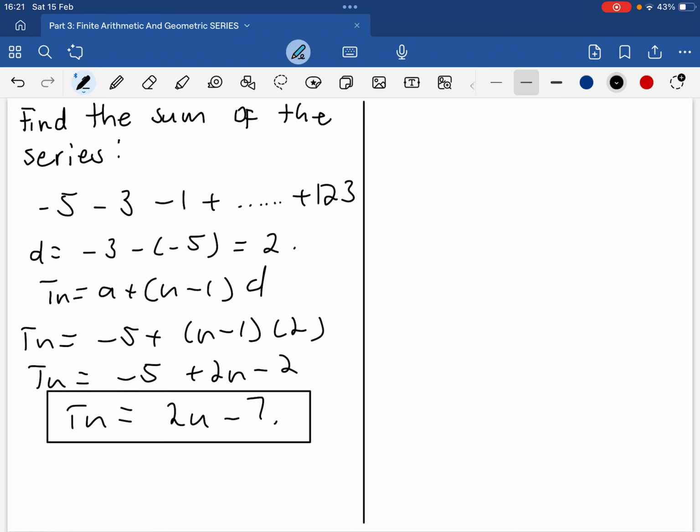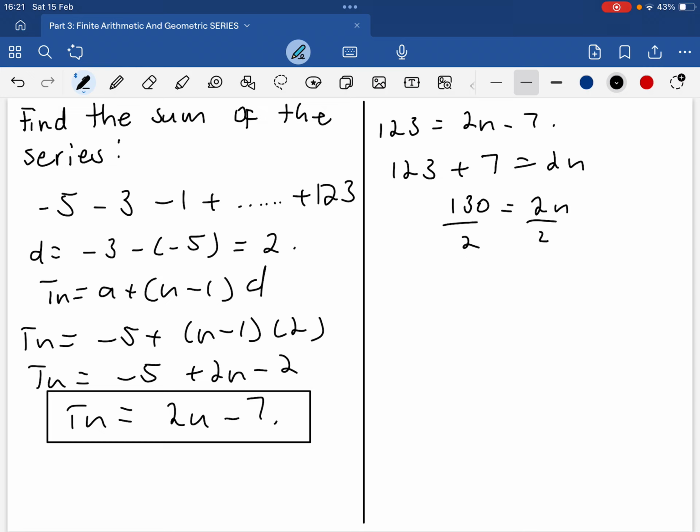This is Tn. Using Tn, we can figure out the term number for the last term. We can say, well, what about when Tn is 123? What is n? Now, 123 plus 7 is equal to 2n. So 2n is equal to 130. And if we divide both sides by 2, we get 130 divided by 2, which is 65. So what do we know now? We know that there are 65 terms. 123 is the 65th term.